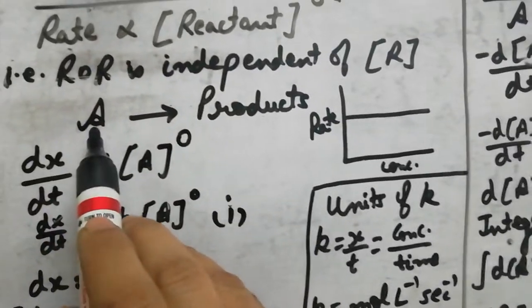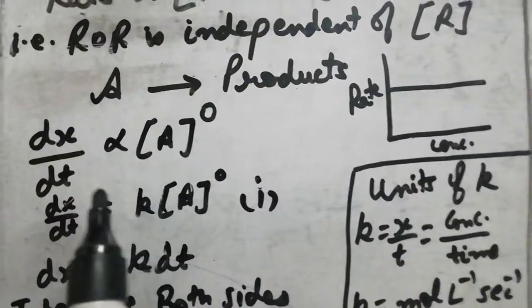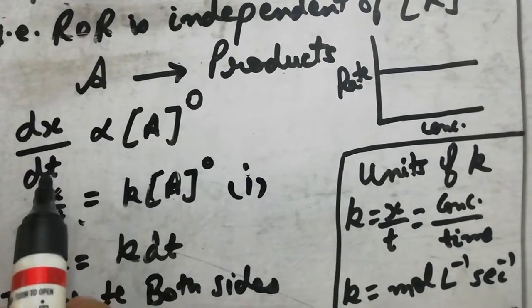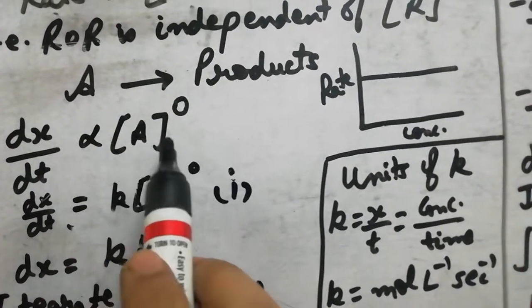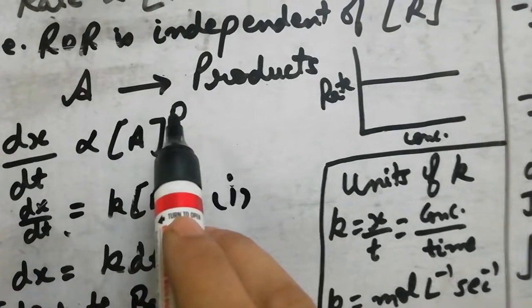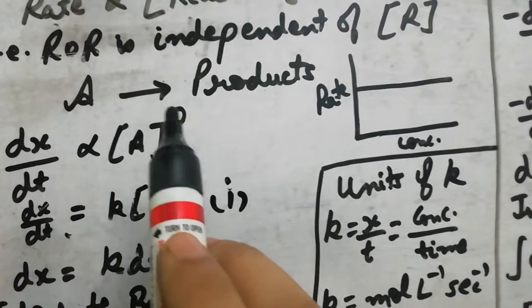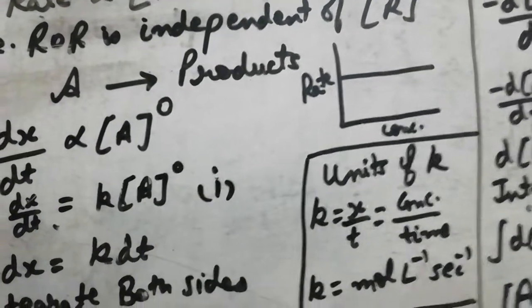So let us consider this reaction in which any reactant A is converted to products. So how will we write the rate? dx upon dt is directly proportional to the concentration of reactant, that is A raised to power 0. Why 0? Because this is a zero order reaction, and for zero order reaction, the rate of reaction is independent of the concentration of reactants.